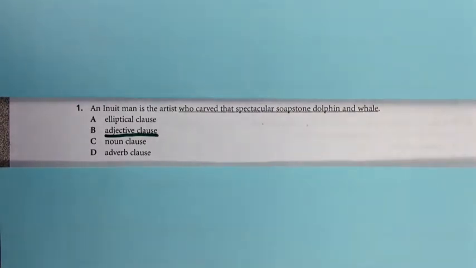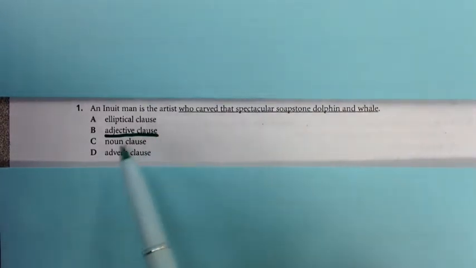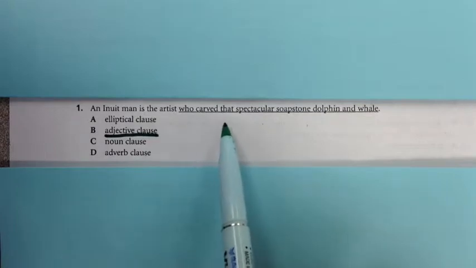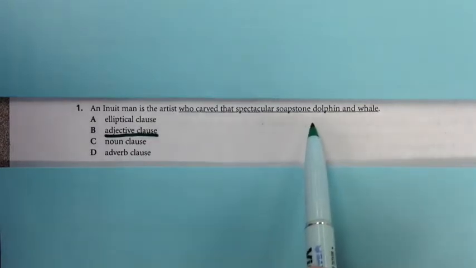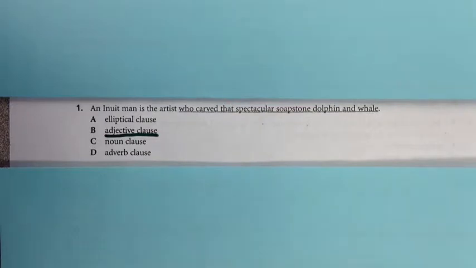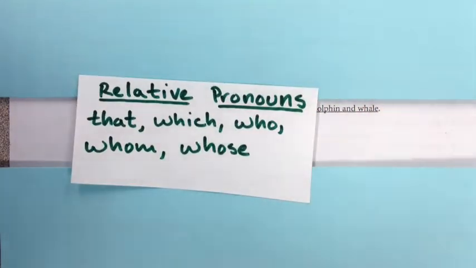So in this sentence, we have the adjective clause, who carved that spectacular soapstone dolphin and whale. Now we don't even really need to read the whole sentence to understand that this is an adjective. Adjective clauses begin with what are called relative pronouns. Here is a list of the relative pronouns that you'll see in our examples. So if a clause begins with one of these words, it's very suggestive that it is an adjective.